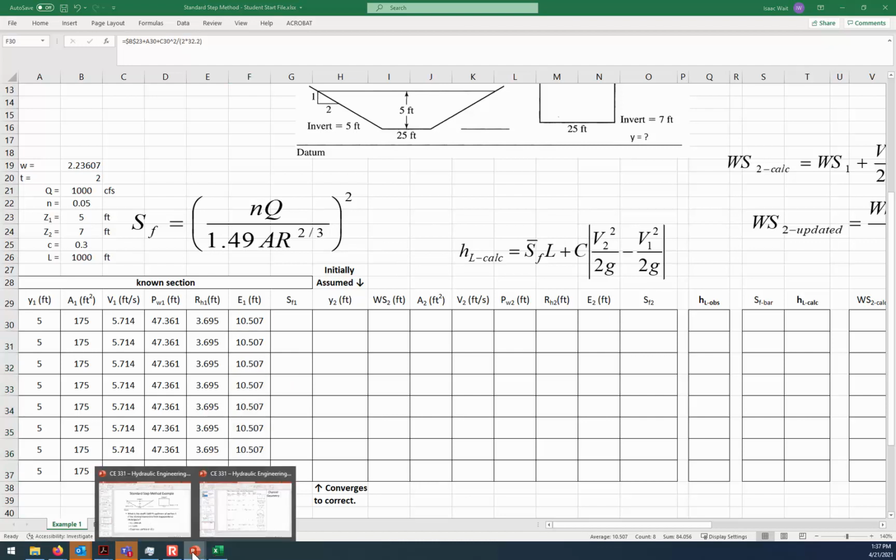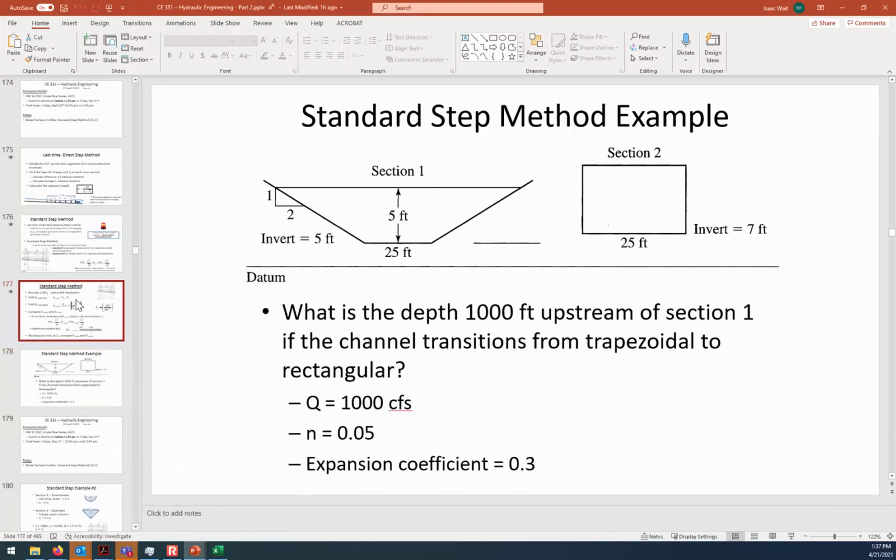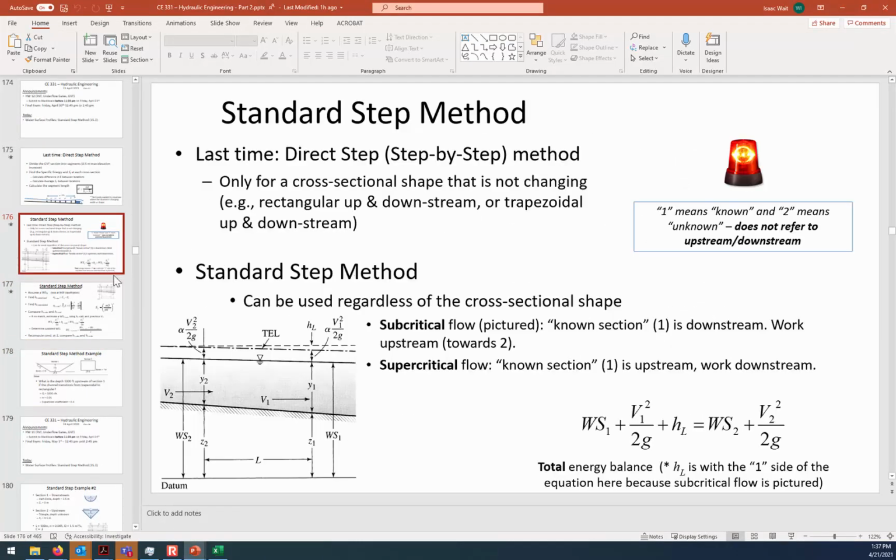So it goes back to this indication where we're adding up all of the energy at 1 and at 2 and comparing it.